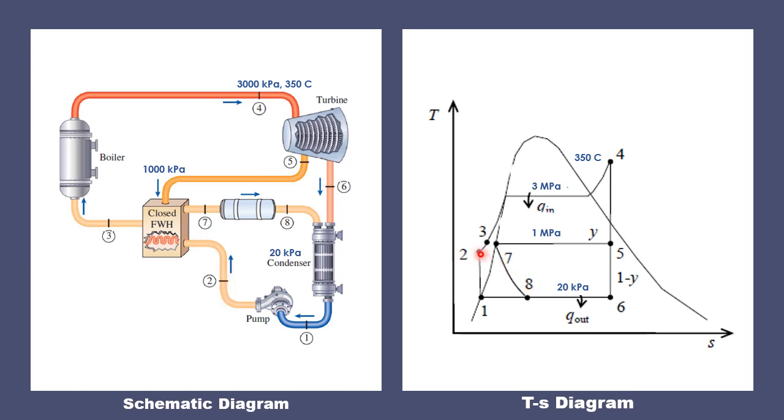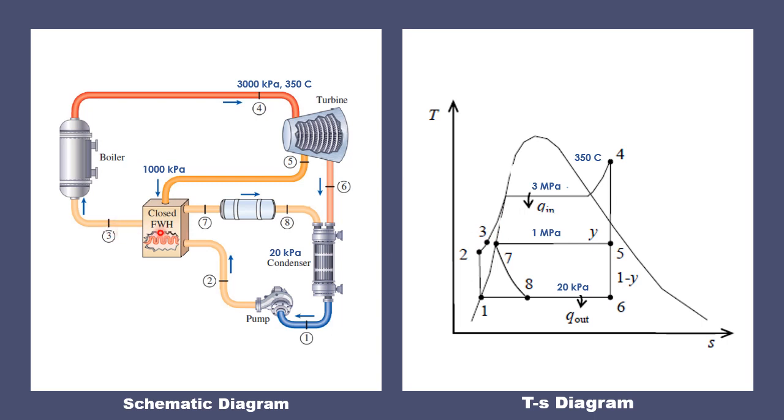That's why at point 2, the pressure here is not 1 megapascal, but it is 3 megapascal, because they don't experience mixing here. It just passes through, so it will increase its temperature. So point 2 and 3 have the same pressure, as well as 3 and 4, and that is 3 megapascal. So point 2, point 3, and point 4 have the same pressure, and that is 3 megapascal.